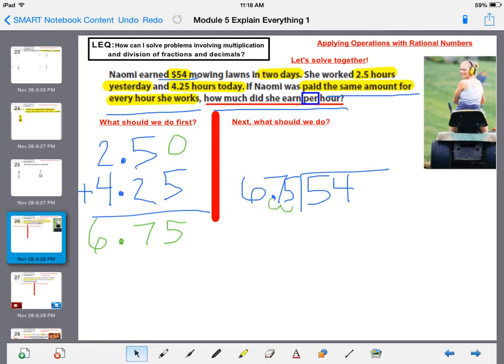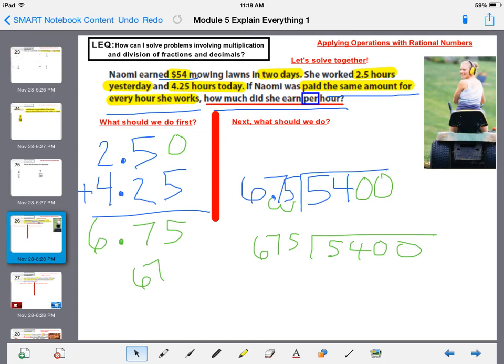So we're going to move that decimal point 2 times. And this one, we're just going to add 2 zeros because it's a whole number, 54. So our new setup is going to be 675 going into 5,400. Now, I want to see how many times 675 goes into 540.